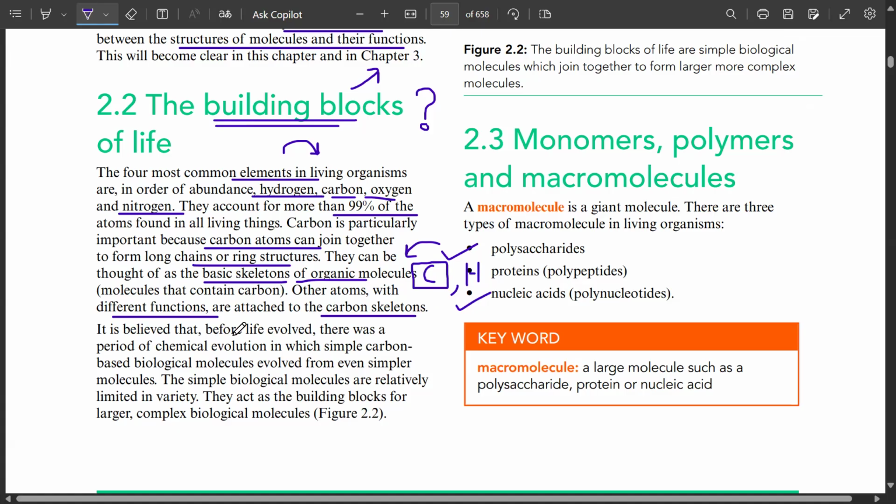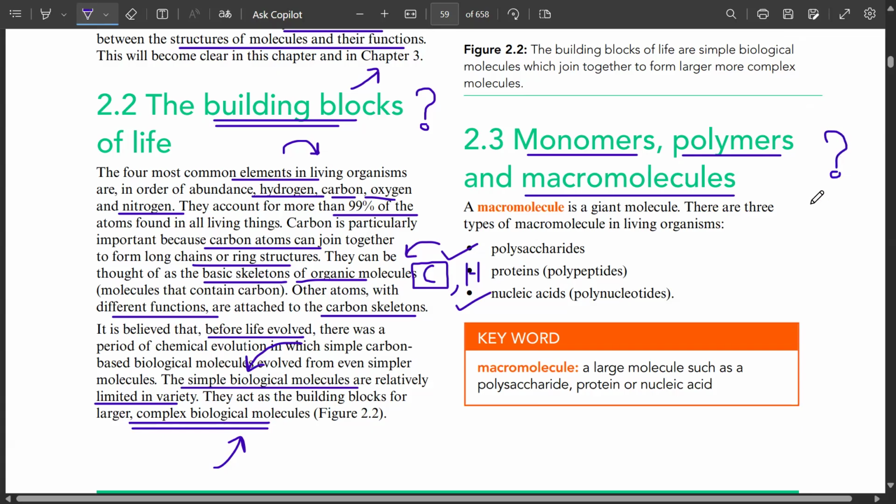It is also believed that before life evolved, there was a period of chemical evolution in which simple carbon-based biological molecules evolved from even simpler molecules. The simple biological molecules are relatively limited in variety and they act as the building blocks for larger complex biological molecules. So life is made of simple biological molecules which join together to form complex biological molecules. Is it clear? Yeah. Can you tell me the difference between monomers, polymers, and macromolecules?